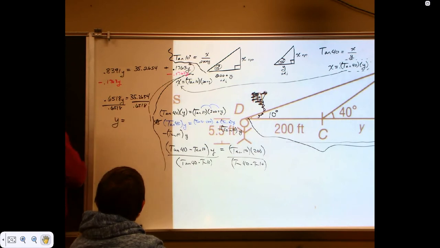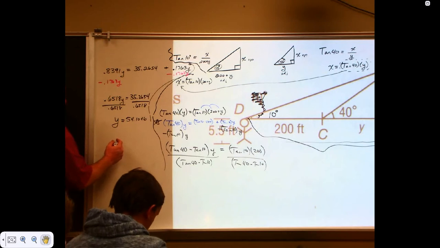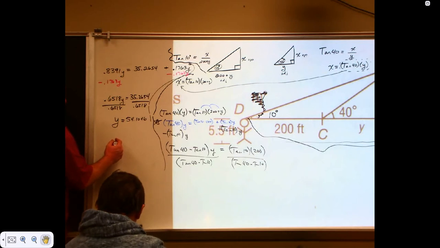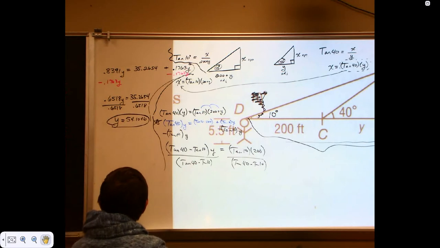Is equal to what? What do you get? 54.1046. So what did they say to round it to? Well, let's leave it at this because it's just Y. So we found Y now, okay? But actually, what do they want to know?